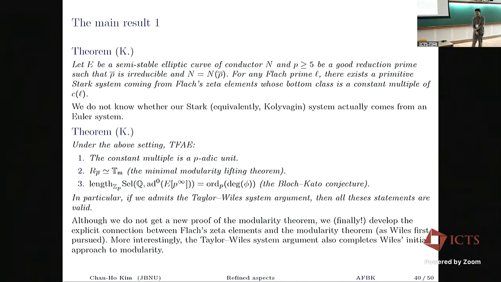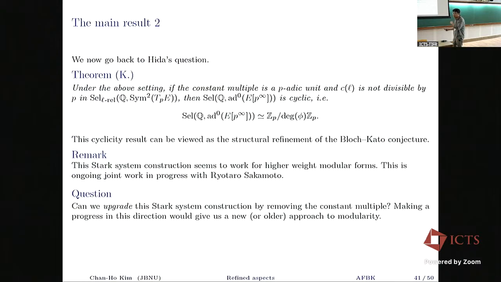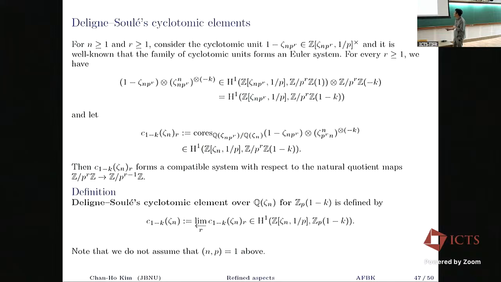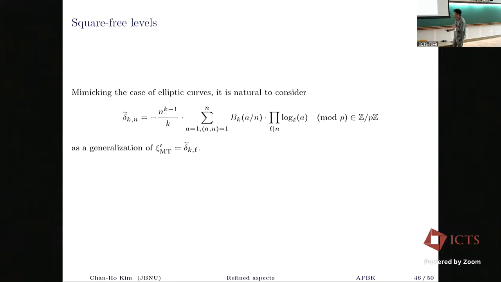Any other question? You had these delta KLs, which you mentioned were analogs of Merel numbers. So do they also control the rank of the Hecke algebra? That's the thing I really want to know. So we try to do that.